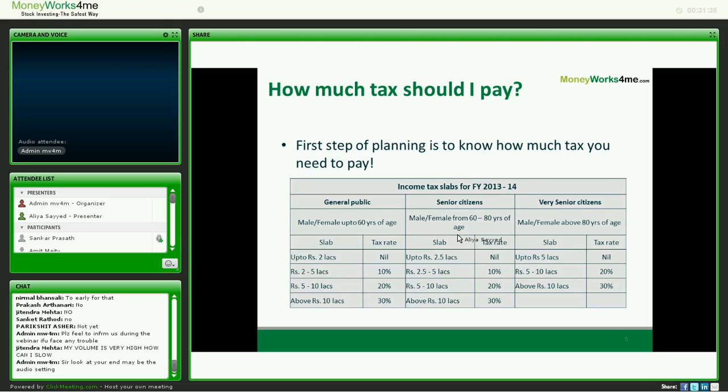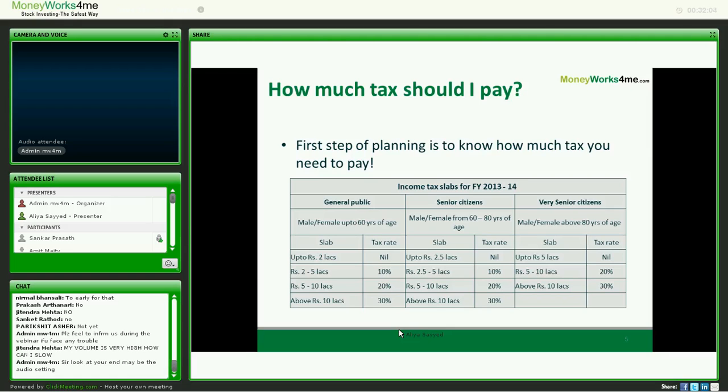Most of us will fall into this category of male, female up to 60 years of age. Then we have senior citizens, the category of male, female from 60 to 80 years of age. There's a slight difference in the first slab, wherein the exemption is up to 2.5 lakhs, where there is no tax, and then from 2.5 to 5 lakhs is 10%, and the rest remains the same as the previous one. 5 to 10 lakhs is the 20% bracket, and above 10 lakhs is the 30% bracket.